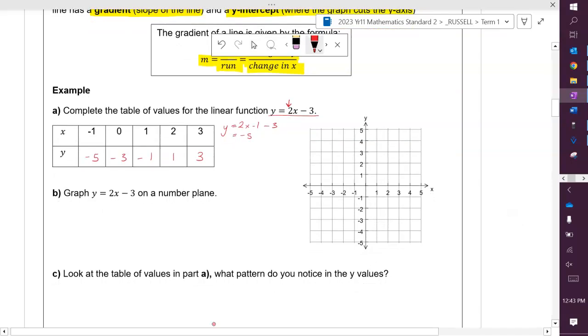I'm going to use each of these sets of coordinates. If x is negative 1, y is negative 5. When x is 0, y is negative 3. That's the point where my line crosses my y-axis, which is this number. When x is 1, y is negative 1. When x is 2, y is 1. And when x is 3, y is 3. And you can see from drawing that we have our straight line.